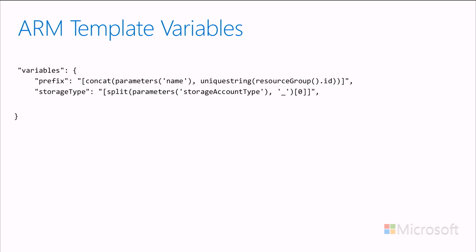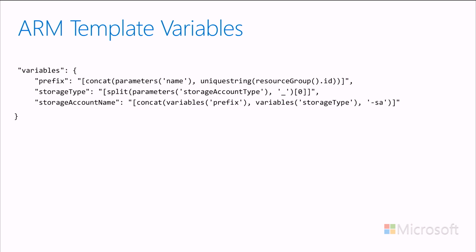Again, functions like split. For example, what I'm doing here is I'm taking the parameter input, which was the storage account type from the previous slide, and I'm splitting it with the literal underscore and then taking the first part of the split. That's because I want to include that as part of the storage account name variable that I come up with. So as I said, the storage account name variable that I'm defining, I'm concatenating the prefix, the storage account, and in the end appending a -sa to it. And that becomes my unique name for deploying the storage account.